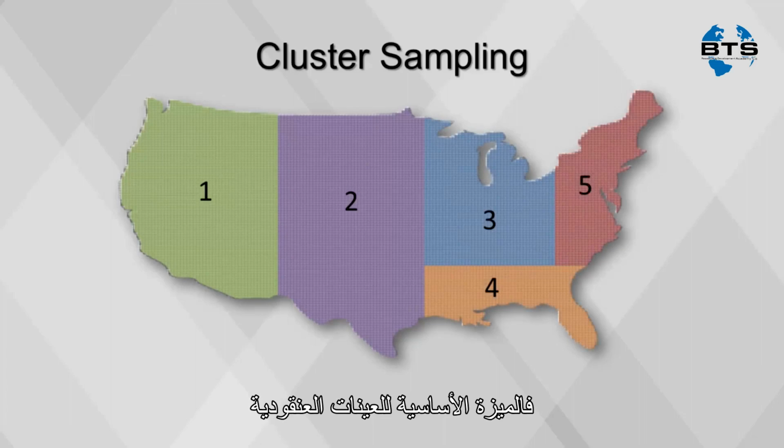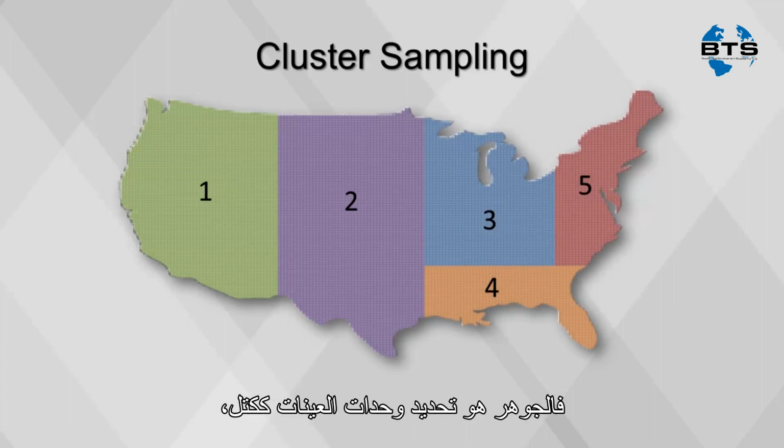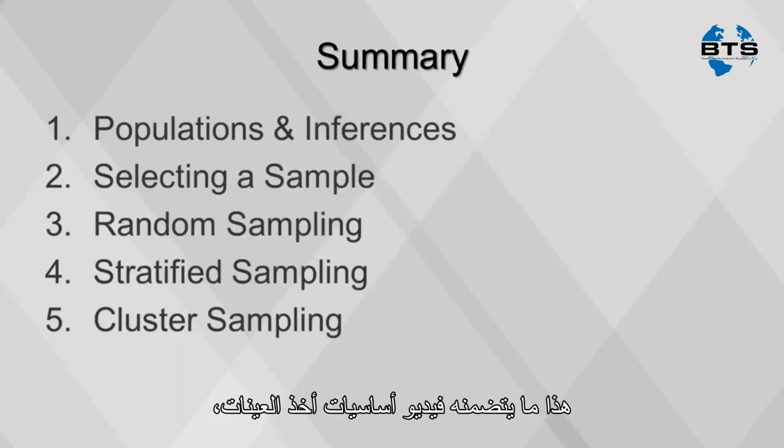The primary advantage of cluster sampling is sampling convenience and possibly lower cost. Selecting a cluster sample is straightforward. The key is to define the sampling units as the clusters, such as the regions of the continental US shown here. This concludes our video on sampling basics.